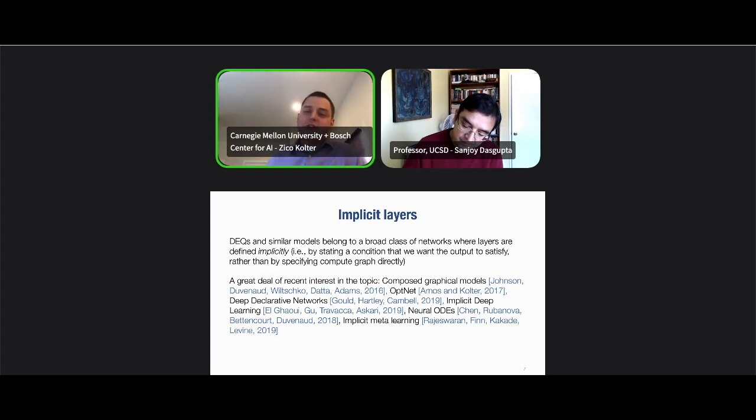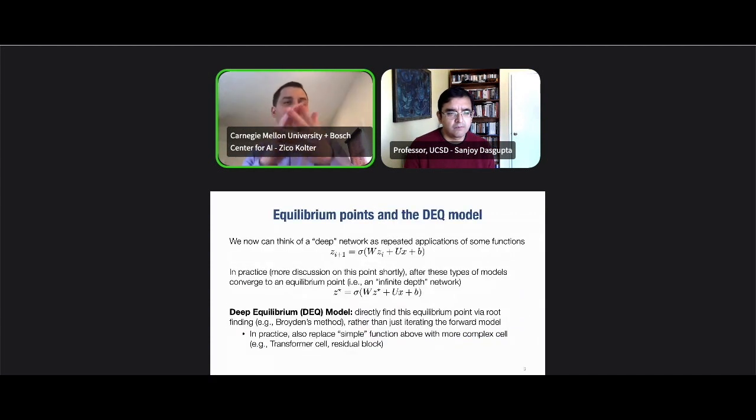Now this type of layer that we're talking about here belongs to a broad class of layers that have been getting a lot of attention in recent years in deep learning. They belong to a class of layers that we call implicit layers. These are layers that are defined implicitly. What I mean by this is that instead of defining a layer directly in terms of a compute graph, we define the layer in terms of the condition that we want the output to satisfy. In this case, the condition is that it obeys this fixed point function here.